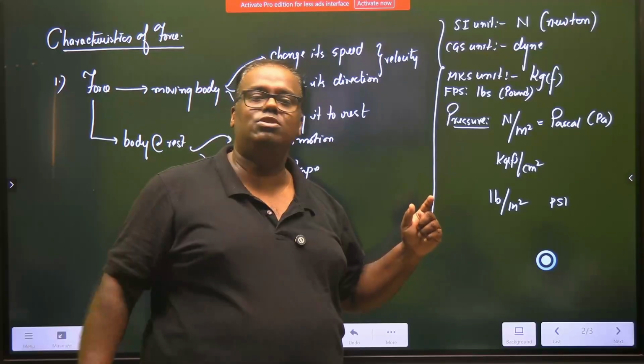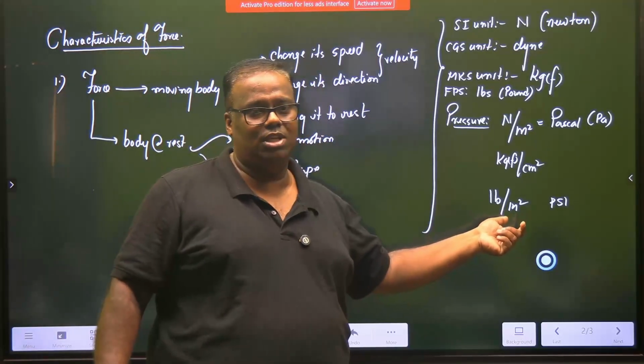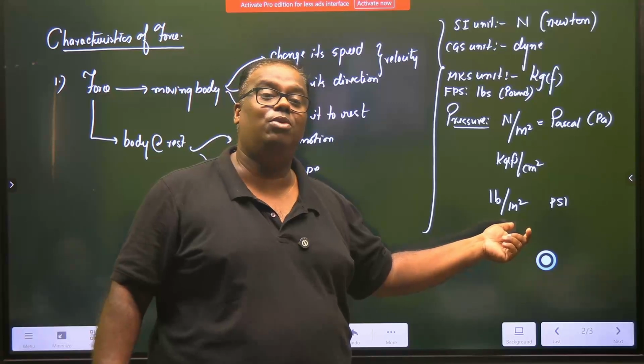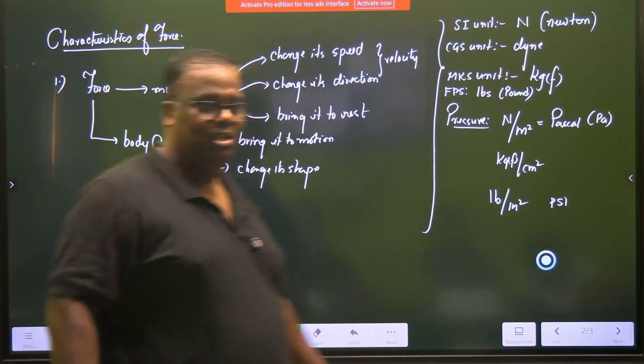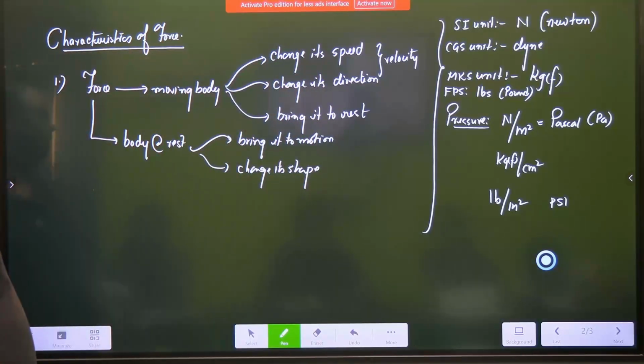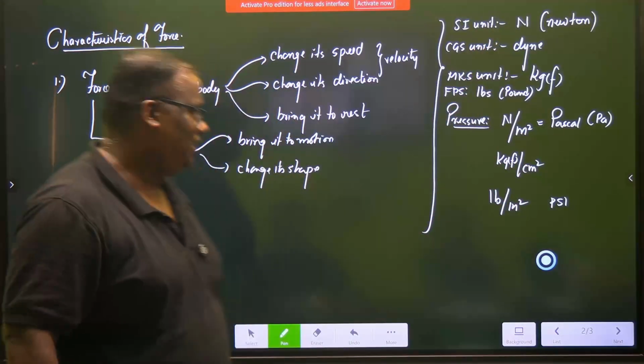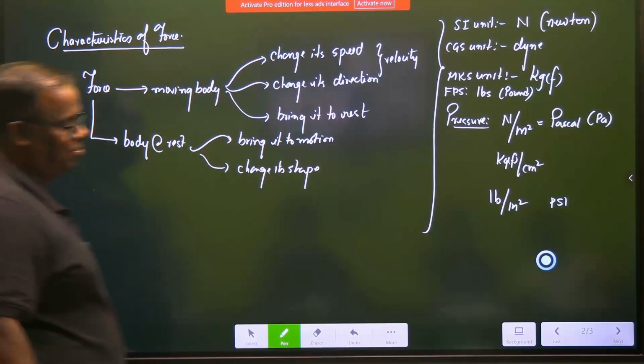Because we are slaves of the British, we are habituated to using pound per square inch. Cake still is measured in pounds, because you are a British slave. Otherwise, cake should have been measured in, weight is to be measured in Newton. Okay. Have you understood this much?